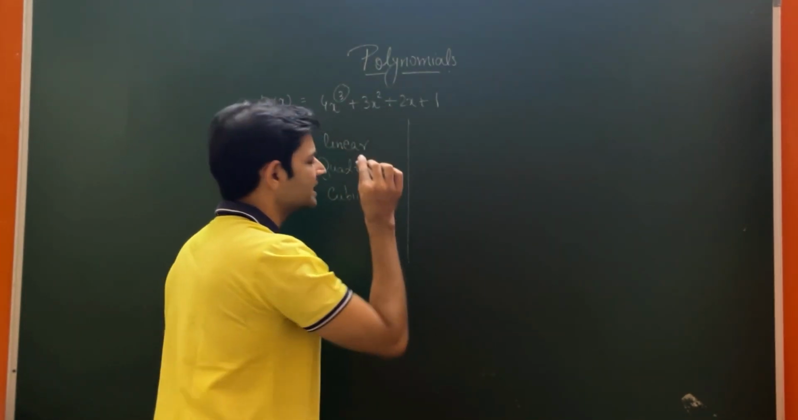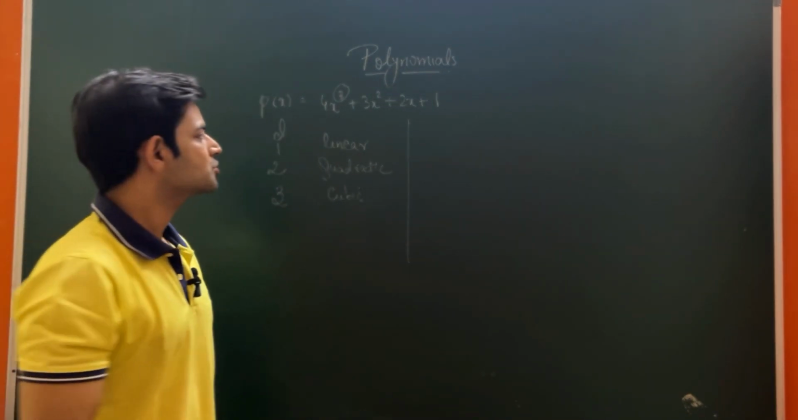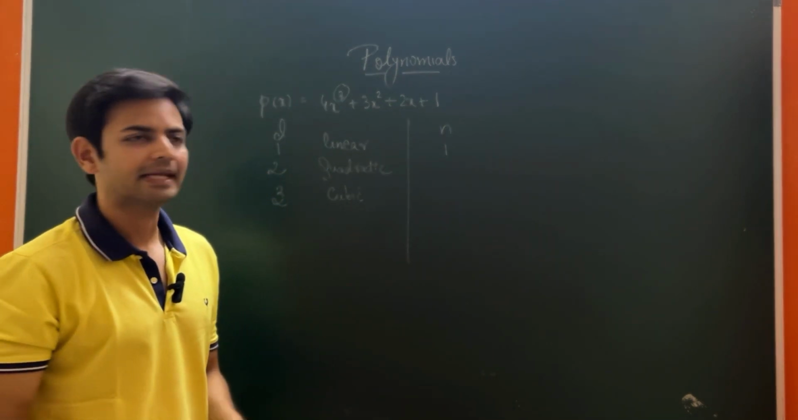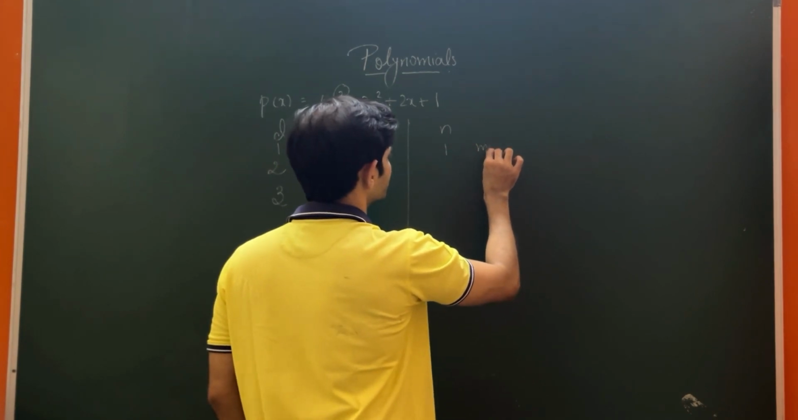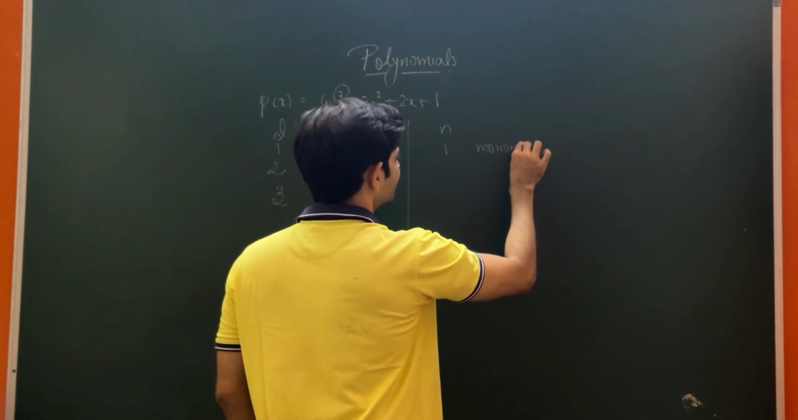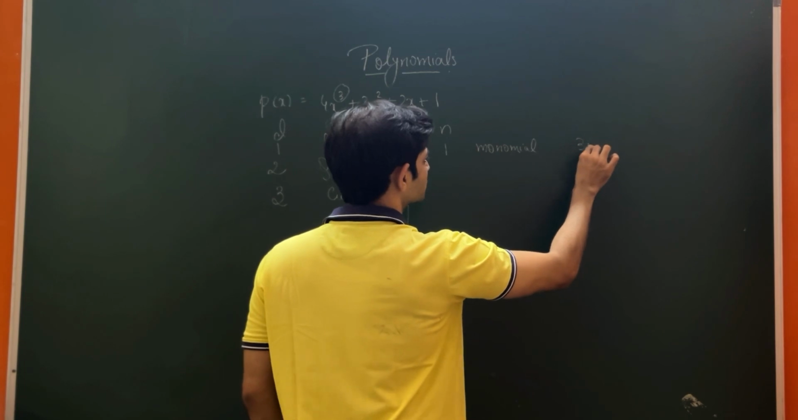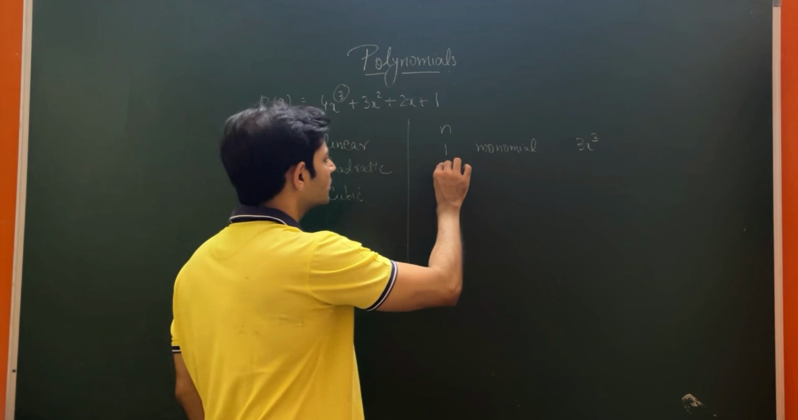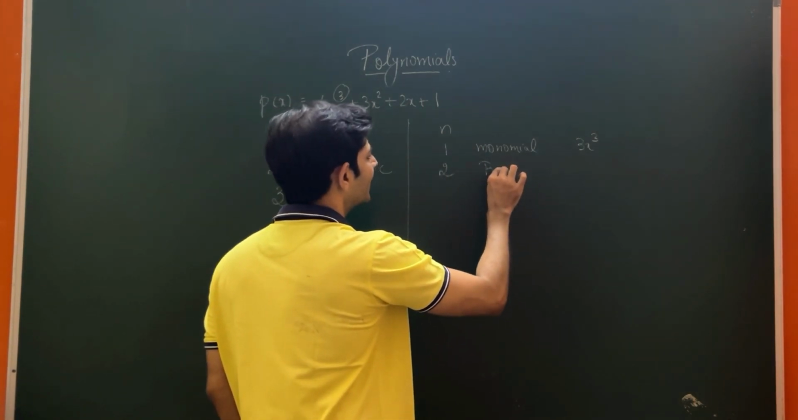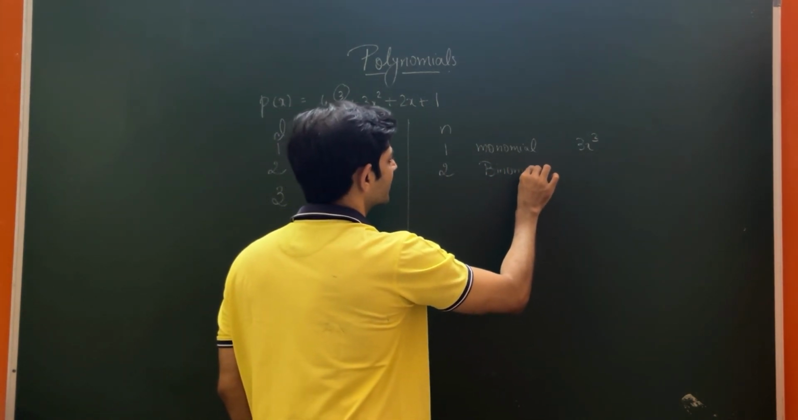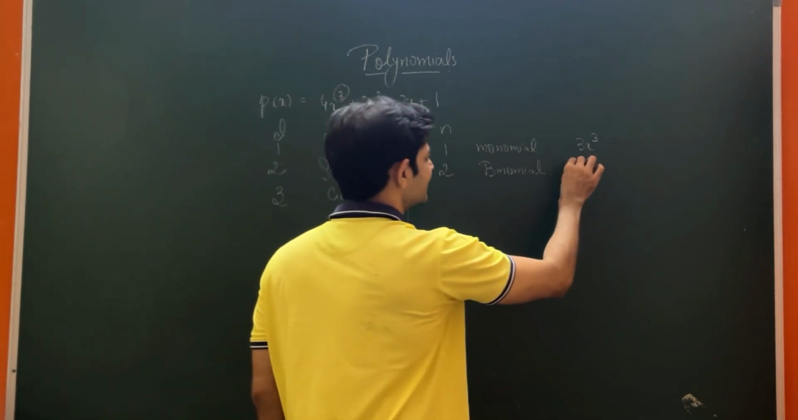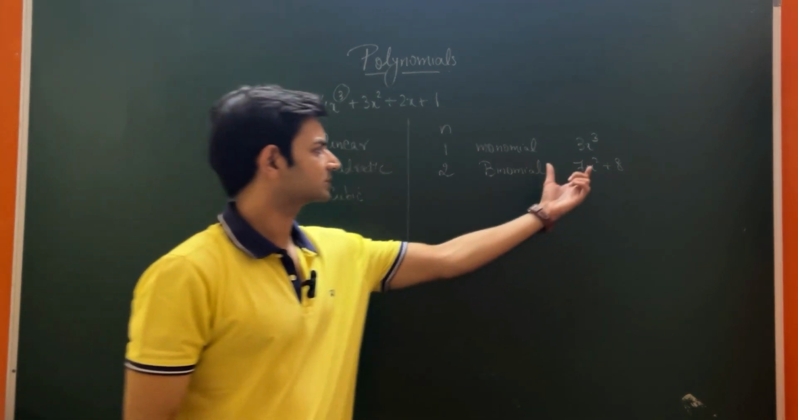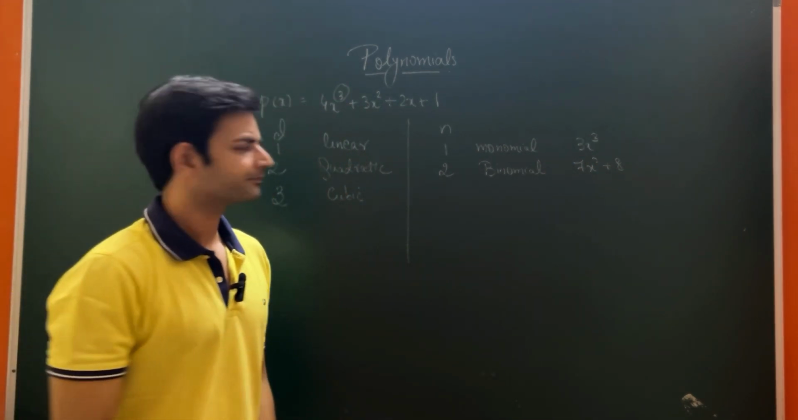The second criteria is number of terms. So if the number of terms is 1, it is called a monomial. If I have to give you an example, 3x cube. Here we have only one term, so it is a monomial. If the number of terms is 2, it is called a binomial. So for example, if we take 7x square plus 8, this is a binomial because it has got 2 terms.